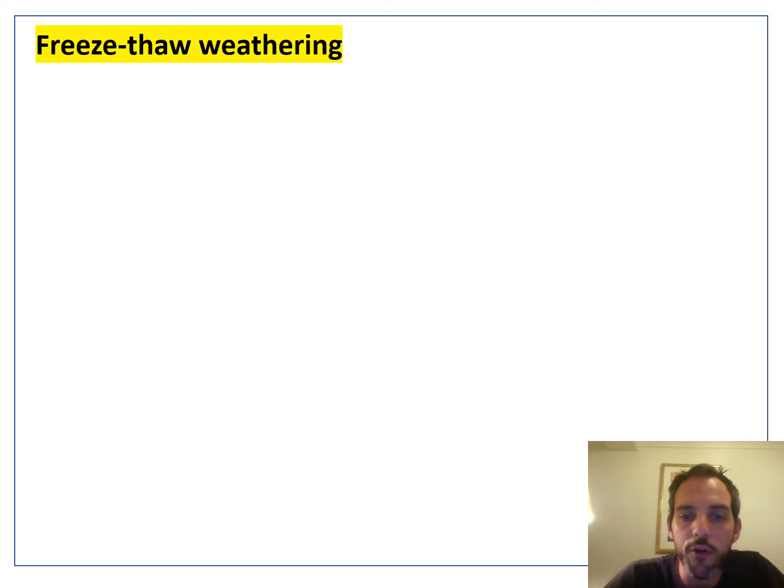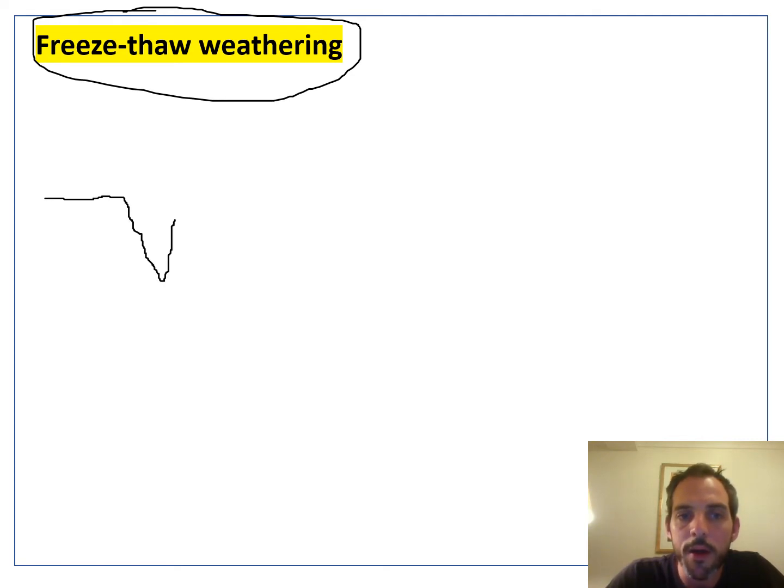What I'd like you to do, please, is we're going to draw a simple diagram. First thing I want you to do is to write freeze, thaw, weathering. The first stage is here. I'm going to explain it and draw a simple diagram, and I'd like you to pause and write a short description beneath it. Stage 1, water, rainwater, fills cracks in the rock.